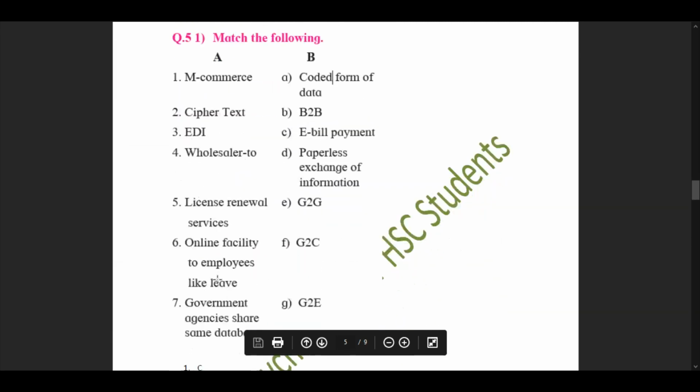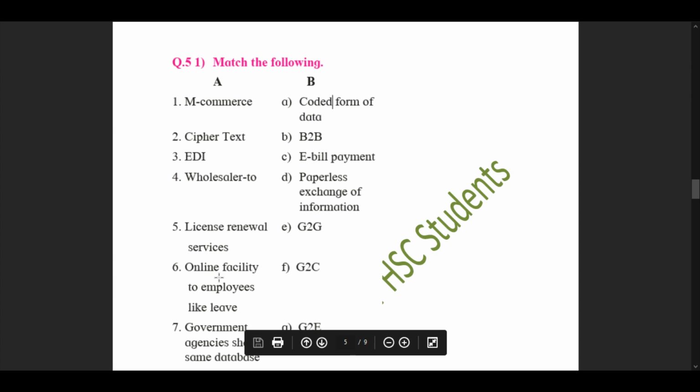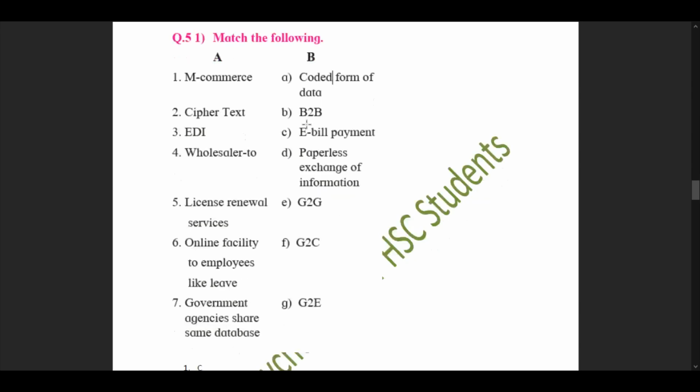So here now we are at our fifth question, that is match the following. This is the first part of our question 5. So here we need to match up all of these. So M-Commerce matches up with e-bill payment. So first is C. First is C, e-bill payment.